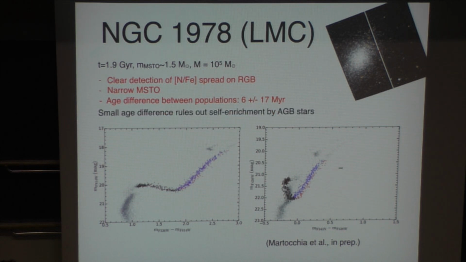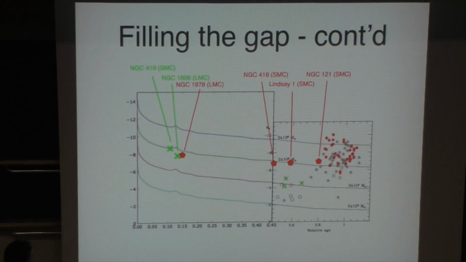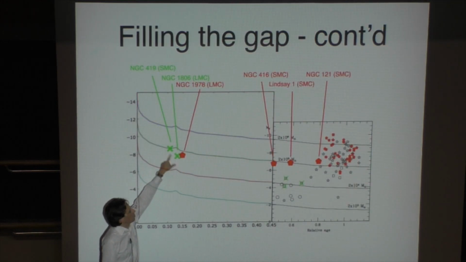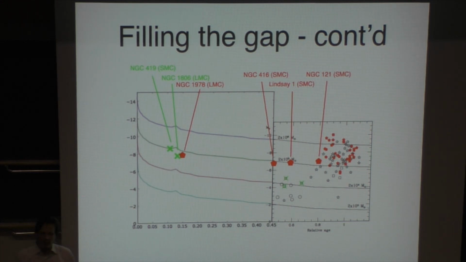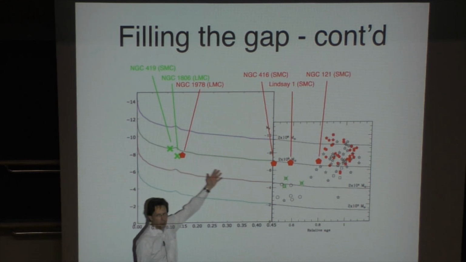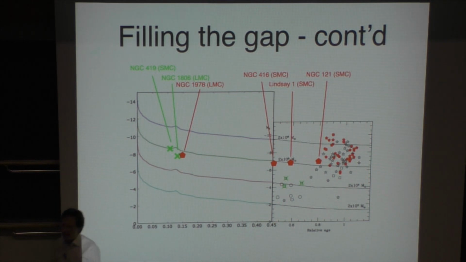So that is the youngest cluster that shows evidence of multiple populations, and I think this rules out quite strongly AGB stars as polluters here, at least for this particular cluster. Right, so we now have a red pentagon here, and we have some green crosses there. Again, it would be nice to have more clusters in between there. Unfortunately, you start to run out of LMC, SMC clusters, and going further away, it gets difficult to resolve the individual stars.